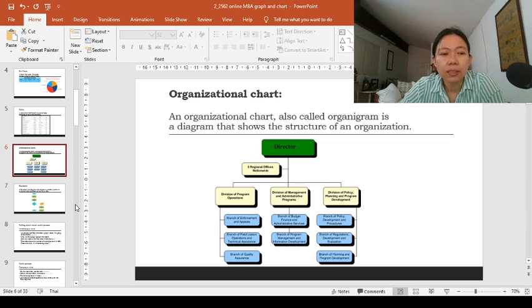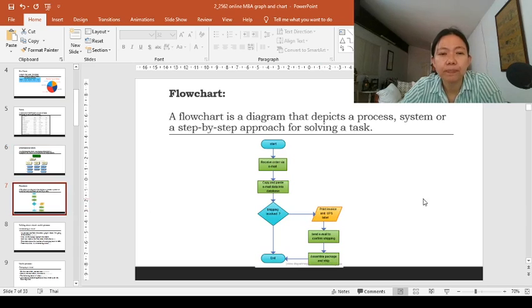So the last visual that I'd like to show you is the flowchart. A flowchart is a diagram that shows a process, a system, or a step-by-step approach for solving a task or solving a problem. So here we have a flowchart that shows the process of accepting or receiving orders online or by email from the start until the end.